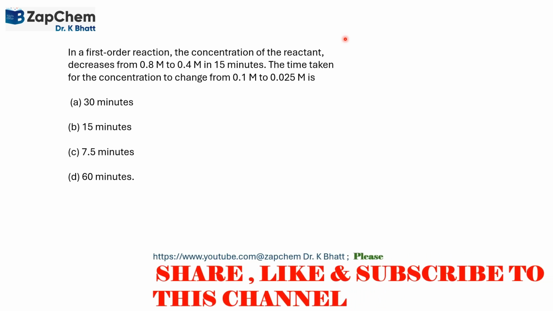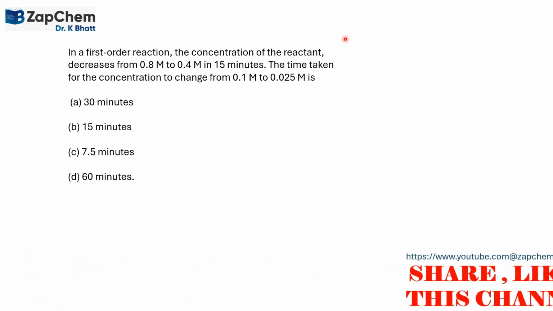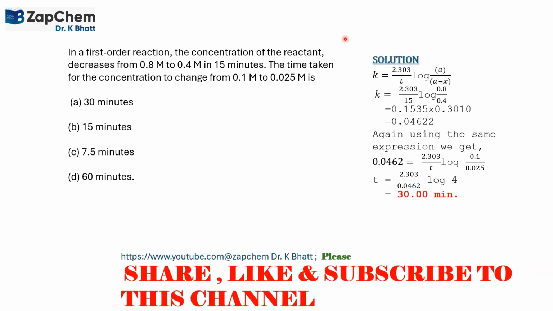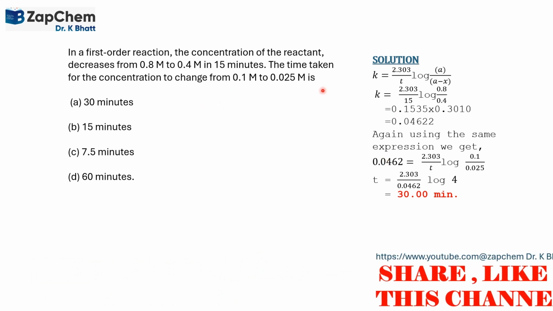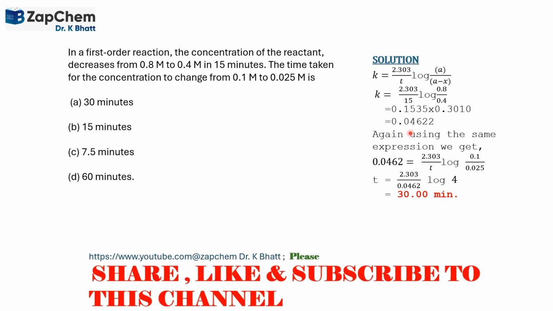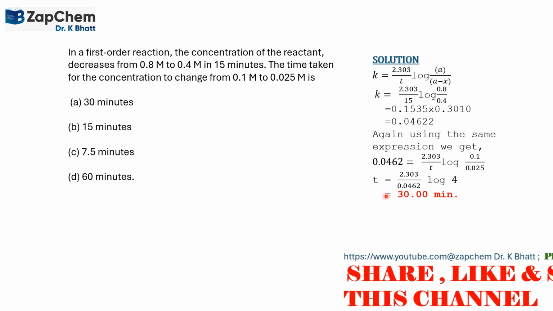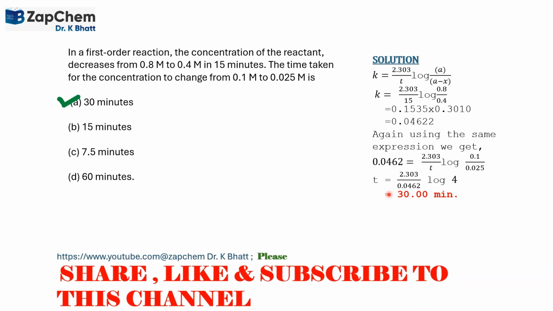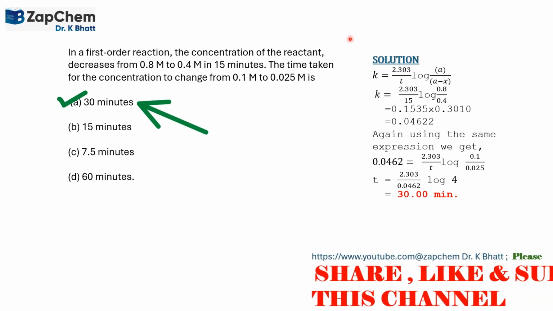It's quite easy to solve. You have to find out the value of k with the data given, and then this k has to be substituted in the same manner in the other case, that is 0.1 molar to 0.025 molar. And here is the solution. If you find here, k is 0.04622, and finally when it is substituted, you get the value of t as 30 minutes. So the correct answer here is 30 minutes. That's the right answer. Okay, thank you.